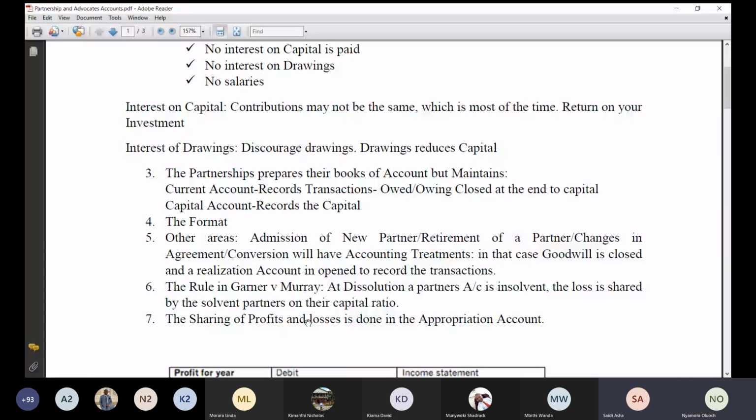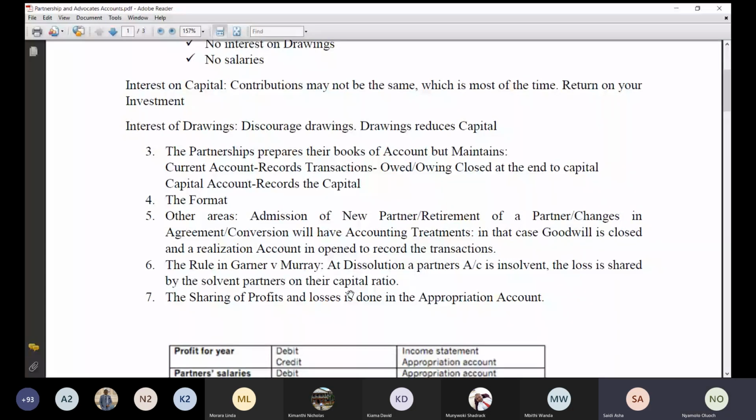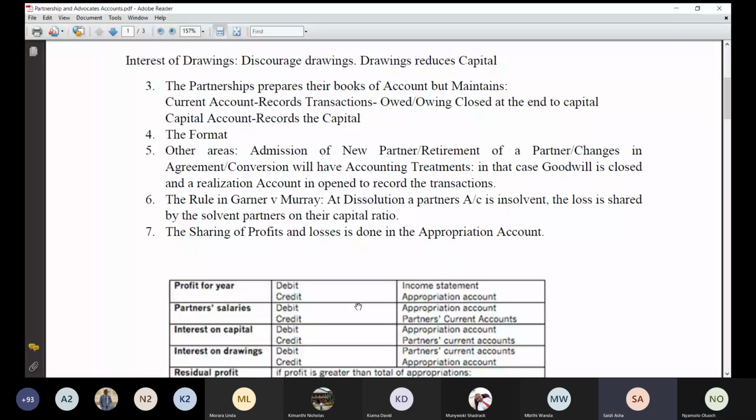A partner may be insolvent, and so that being the case, that loss would then be shared by the other partners in their capital ratios. Sharing of the profits and losses is done in the appropriation account.